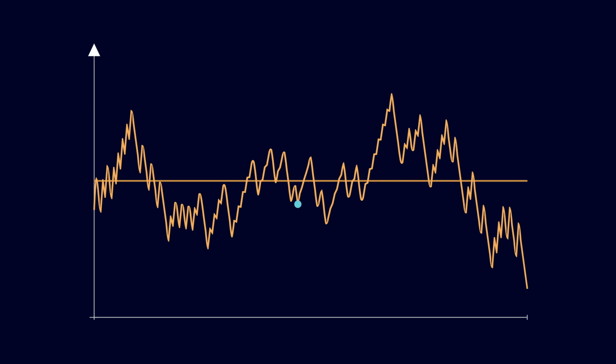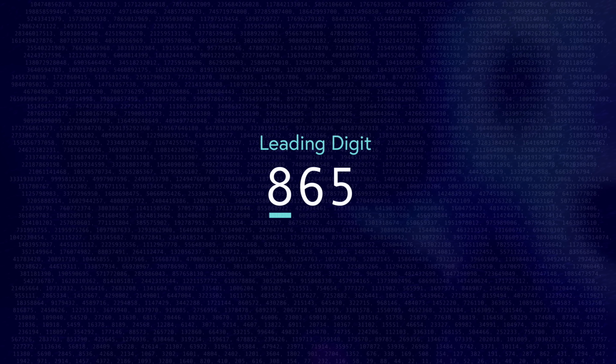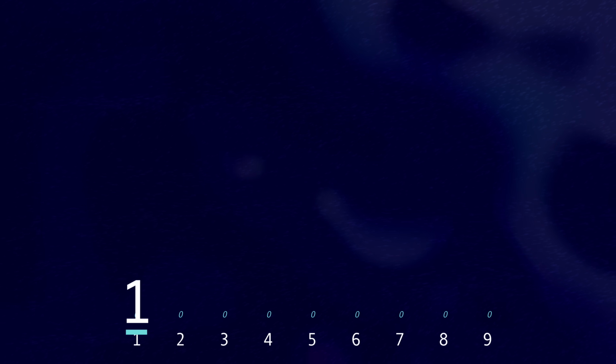3x plus 1 is just like the random wiggles of the stock market. Over long enough periods, the stock market tends to trend upwards, while 3x plus 1 trends down. Another way to analyze 3x plus 1 is by looking at the leading digit of each number in a sequence.